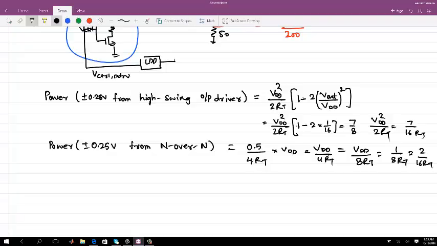So are there any questions, or we will start with equalization in the voltage mode output driver in the next class. Before that, if you have any questions, sure.